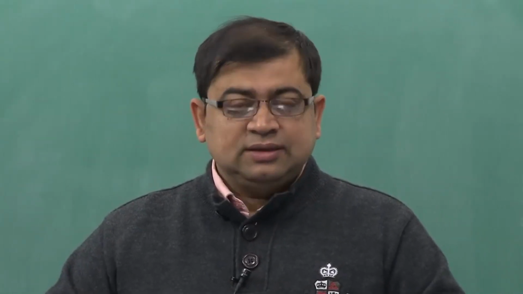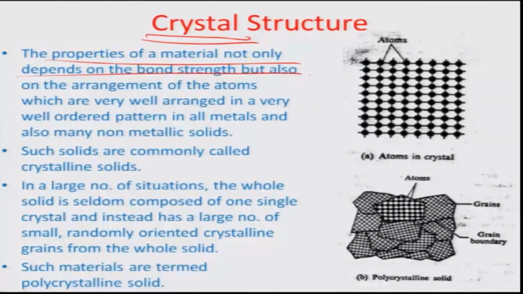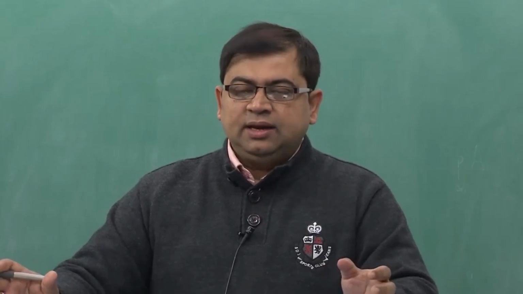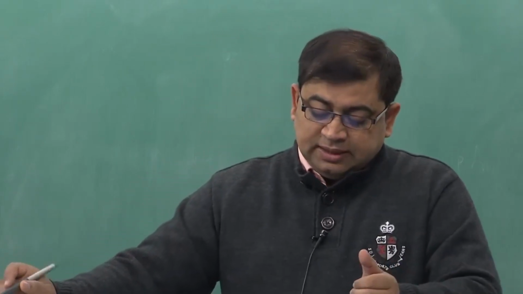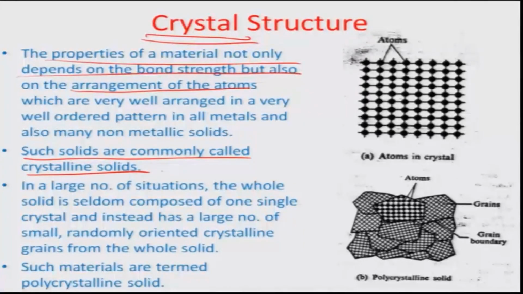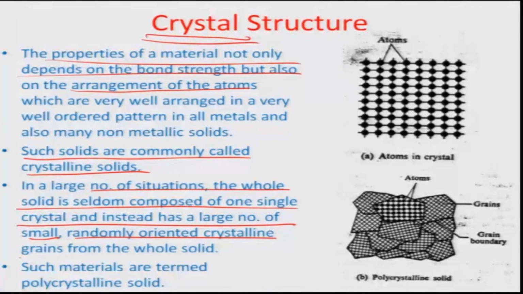So, these systems are known as crystals, and the property of a material very heavily depends, obviously, on the bond strength, but also on the arrangement of the atoms in such a crystal lattice. And if you have an arrangement which is very well ordered, well structured, then obviously the strength of that system would be much higher in comparison to materials where such arrangement does not exist. Okay. So, such solids are commonly called crystalline solids, and in a large number of situations the whole solid is seldom composed of one single crystal.